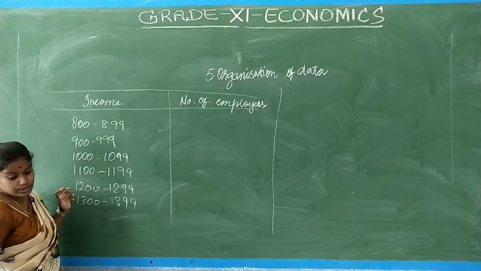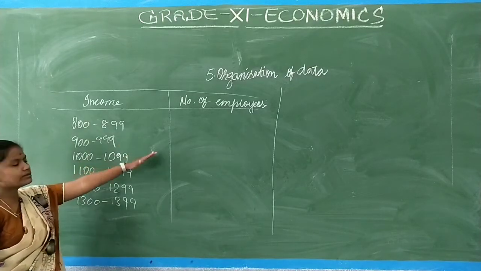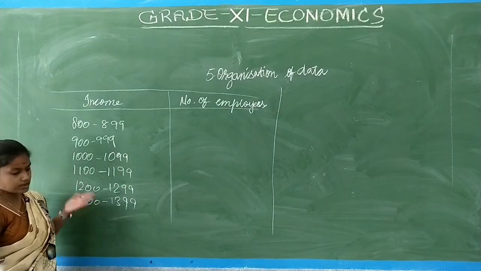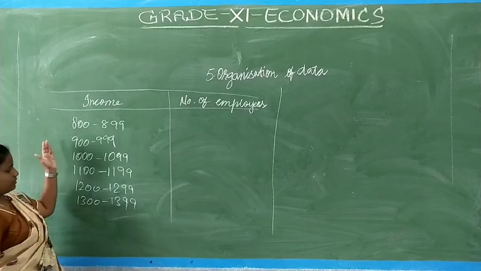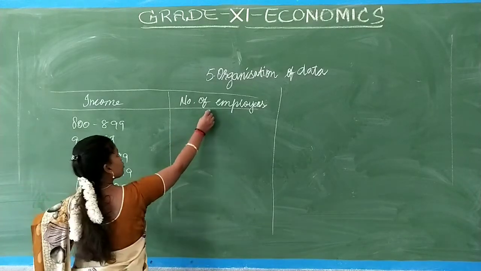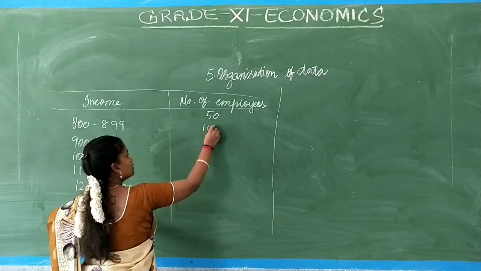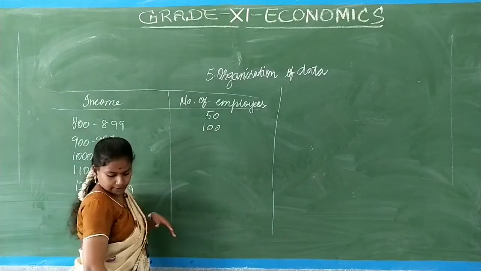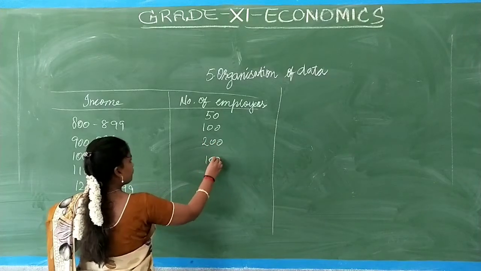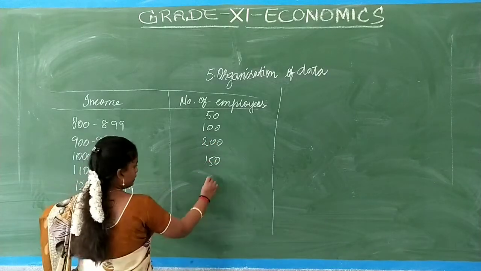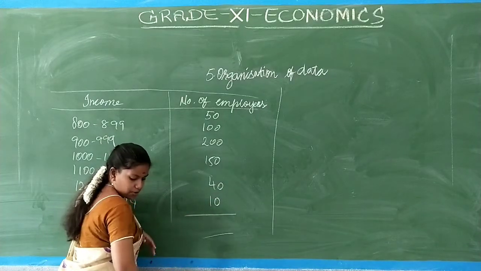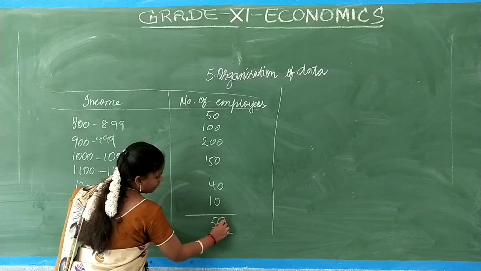What are we using? Inclusive class intervals, we said. Inclusive means both limits will be taken into account. That is why we are using this kind of class. We have got 6 classes. Now we are going to mention the number of employees. So here we have 50, 100, 200, 150, 40 and 10. So the total number of employees is 550.